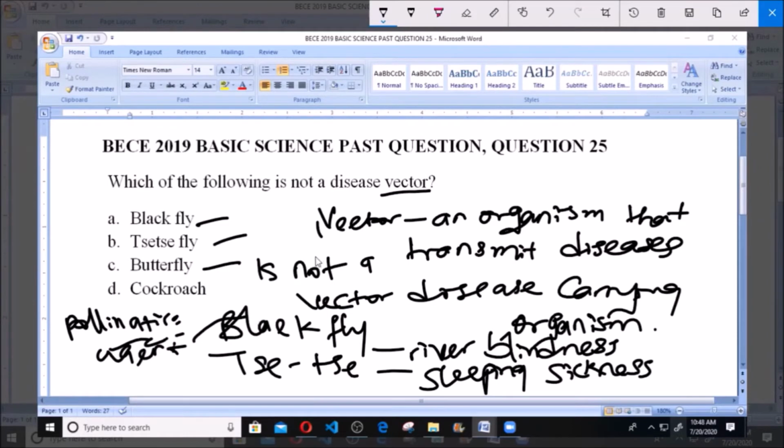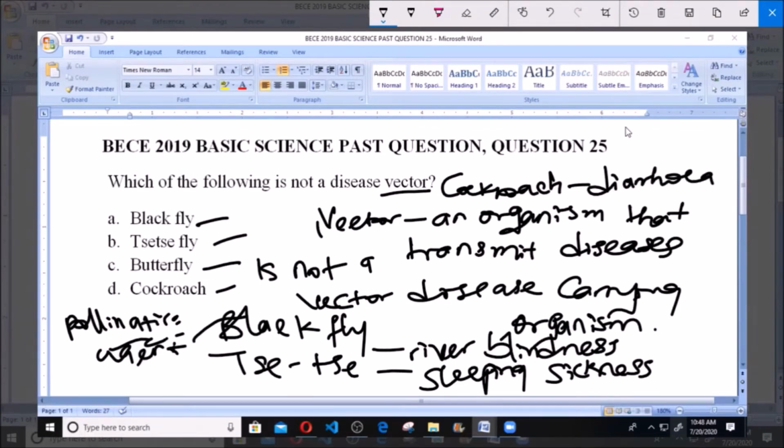Now cockroach, which is D, is a vector. Cockroach is a vector. And what does it transmit? It transmits diarrhea. They transmit diarrhea, dysentery, and the rest.